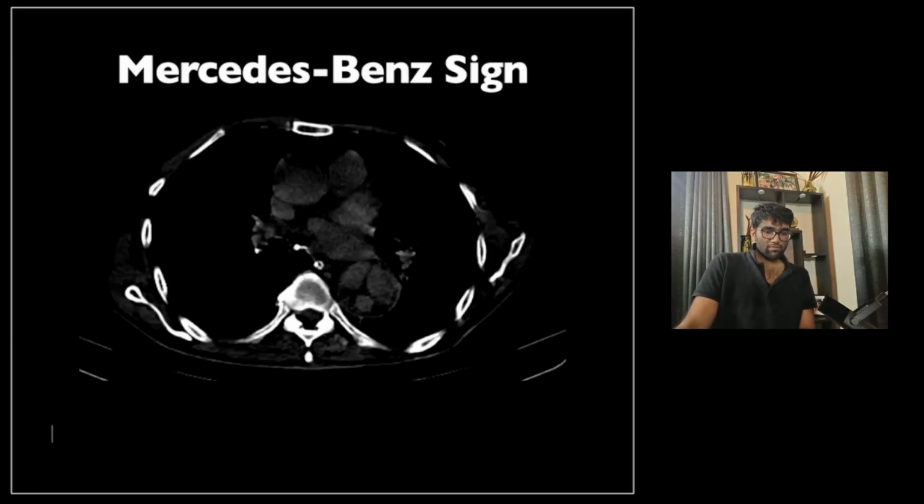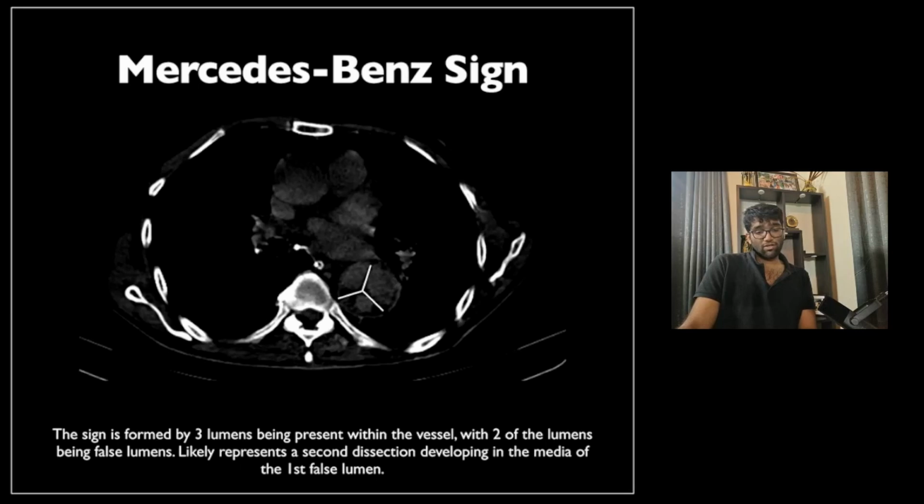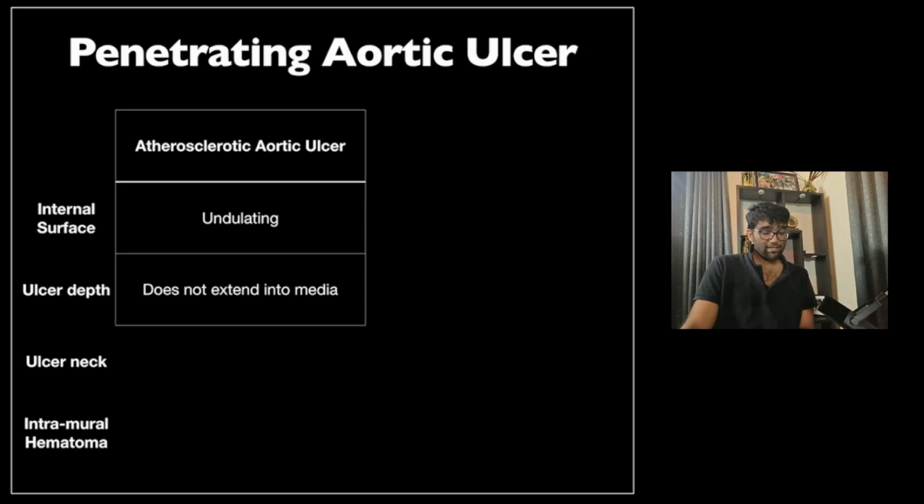Now there's another sign called the Mercedes-Benz sign. This is formed by three lumens being present within the vessel, with two of the lumens being false lumens. This basically represents a second dissection developing in the media of the first dissection. So I'll just highlight that. This is notably different from the Mercedes-Benz sign that we see on the 2D echocardiography of the root of the aorta, which is normal. Penetrating atherosclerotic ulcers have to be differentiated from atherosclerotic ulcers without penetration. So this is based on the internal surface, the ulcer depth, the ulcer neck, that is how large the ulcer neck is, and the presence of intramural hematomas.